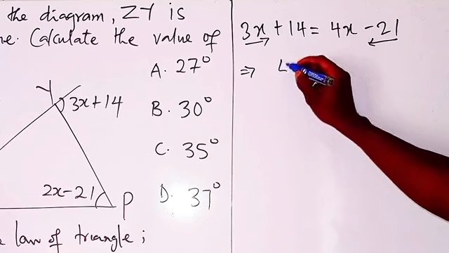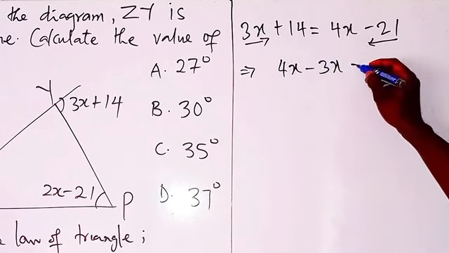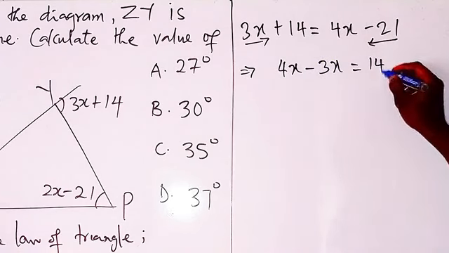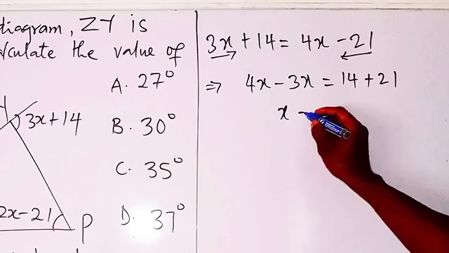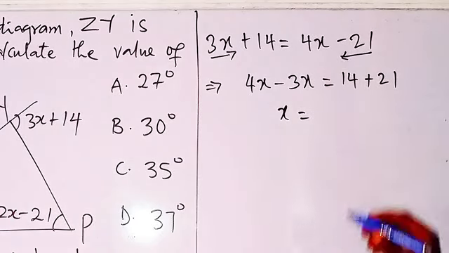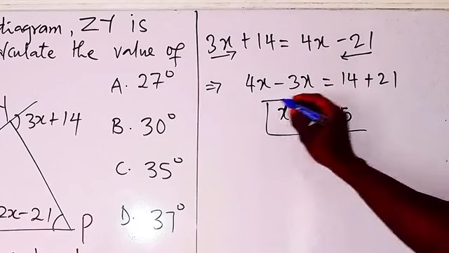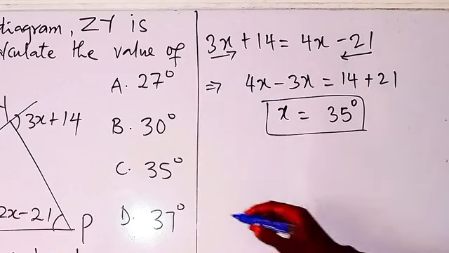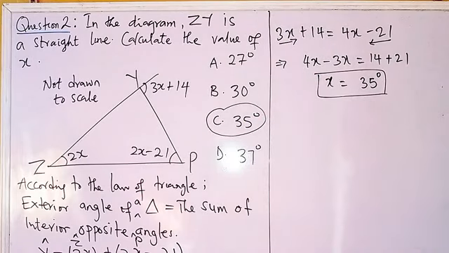So we are going to be having, this implies that 4x minus 3x equals 14 plus 21. So 4x minus 3x, that will give us x equals 14 plus 21, that will give us 35. So we have the value of x to be 35, so 35 degrees. Now when you look at the options we have, you can see that C is the solution to the problem.